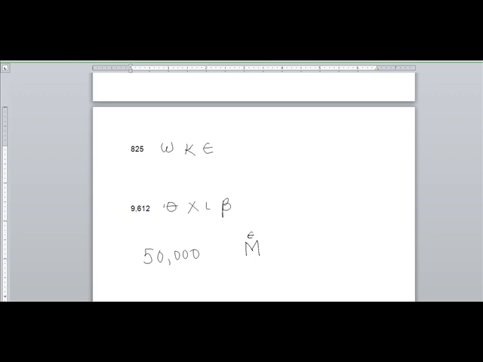Okay, so that is our Greek ionic system, I believe.